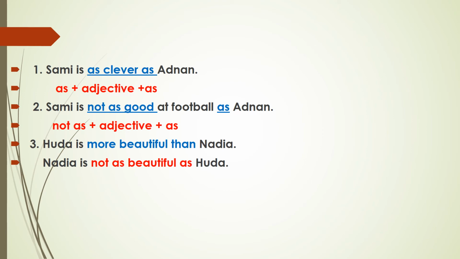Now notice the last one. Huda is more beautiful than Nadia. We often use not as plus adjective plus as instead of the comparative form. Here we have the comparative form, more beautiful than. Instead of that, we are going to use not as adjective as. So we can say that Nadia is not as beautiful as Huda.